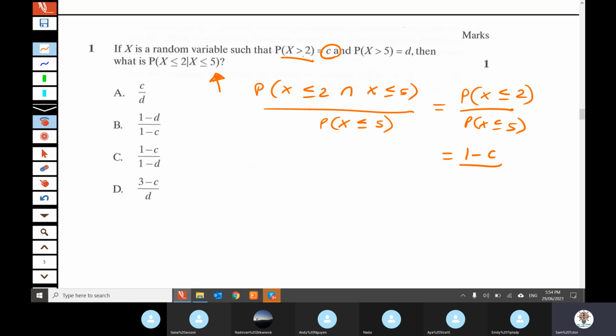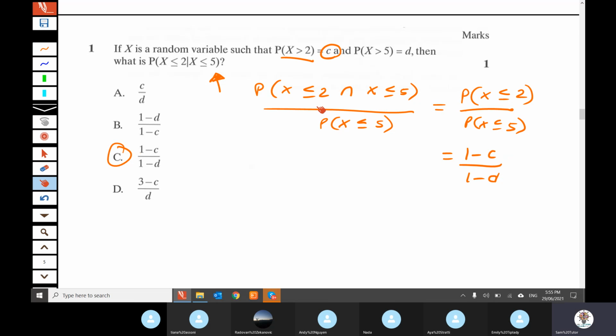Just the opposite. If you know greater than 2 is, say, 50%, less than or equal to 2 will also be 50%. Greater than 2 is 70%, less than or equal to 2 would be 30%. True? Yeah, as long as it adds up to 100%. It has to, it's probability. So less than or equal to 5 would also be 1 minus D. The answer is C.